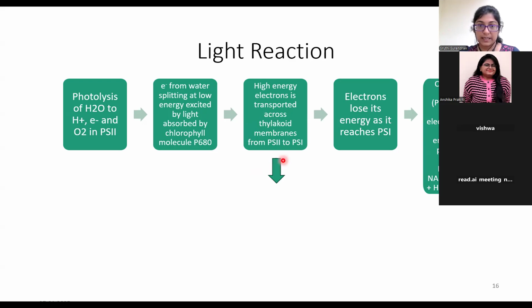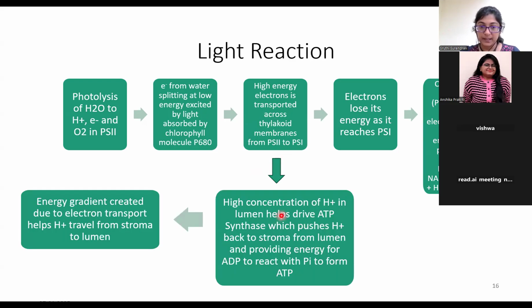During the course of it, again, the high energy electrons are facilitating the energy gradient resulting from the electron transport, which helps in the movement of H plus ions from the stroma to the lumen. This increases the concentration of H plus in the lumen, which drives the ATP synthase, pushing H plus ions back out into the stroma, which initiates ATP production by the ATP synthase.